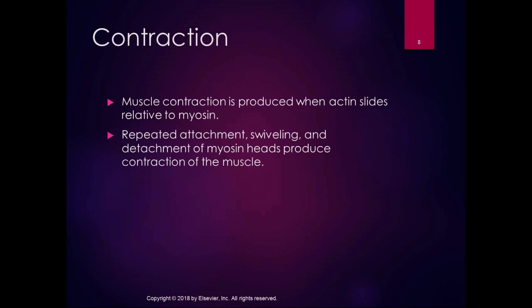So the sliding filaments are initiated when calcium binds to troponin, and a conformational change in the troponin induces movement of the tropomyosin to uncover active binding sites on the actin. This allows the myosin heads to attach to those binding sites. When the myosin heads swivel, it pulls the actin towards the center of the sarcomere. Repeated attachment, swiveling, and detachment produces contraction of the muscle.